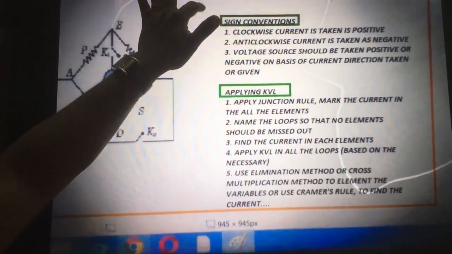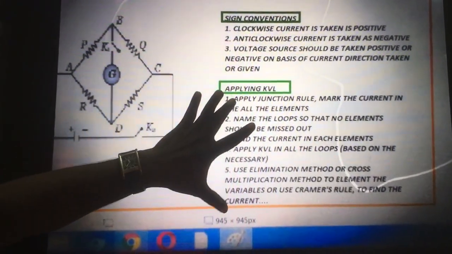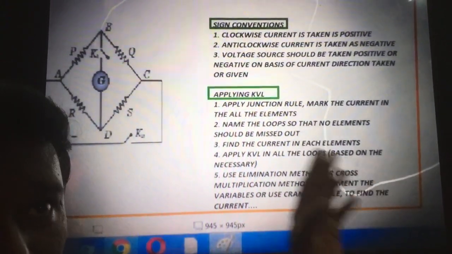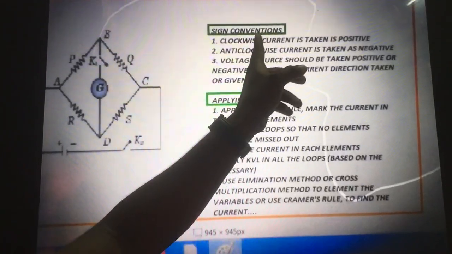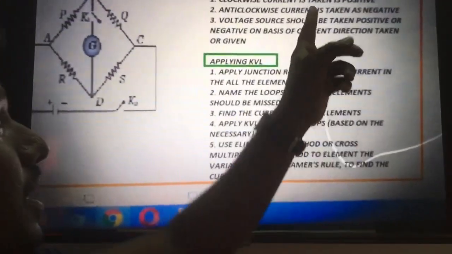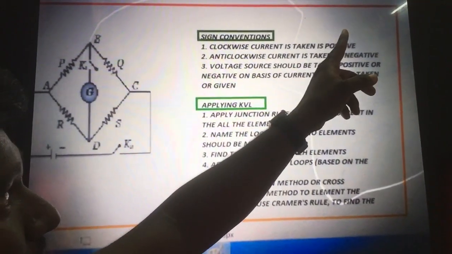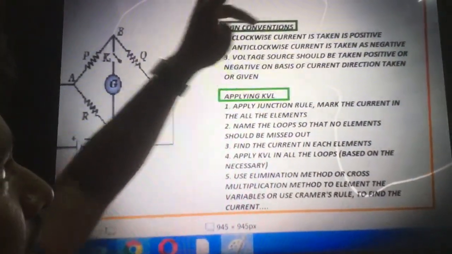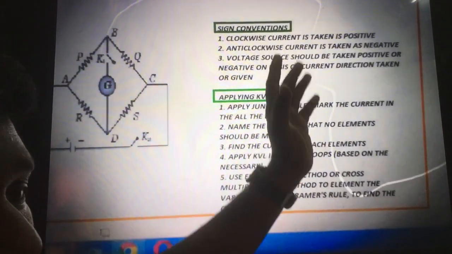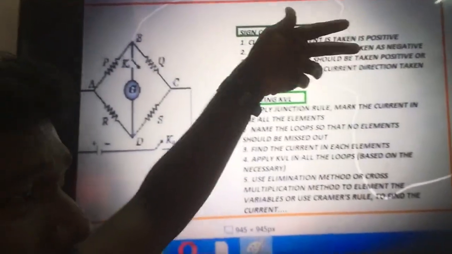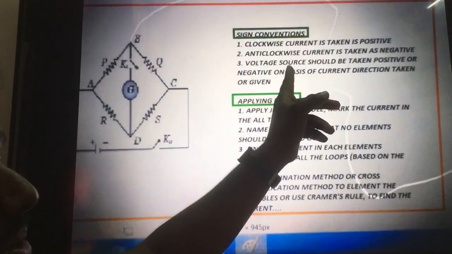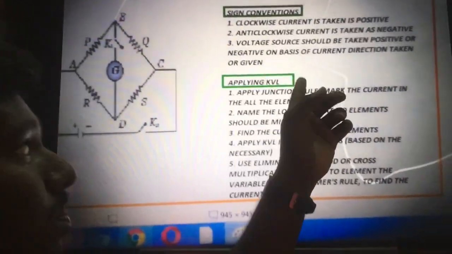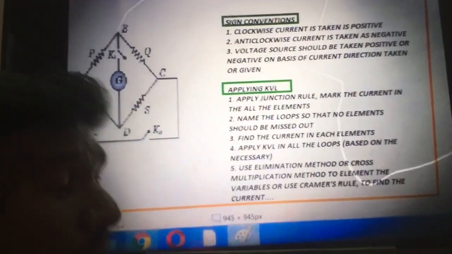So, sign conventions and applying them is very important. This is for the direction. If the current direction is given, you have to go along with that. If the current direction is not given, you assume the current direction, and clockwise current should be taken as positive, anti-clockwise as negative. Don't miss it. You can change it and take the opposite sign, that should not be a problem, but don't confuse it. Voltage source should be taken as positive or negative based on the polarity or based on the current direction that you are assuming.